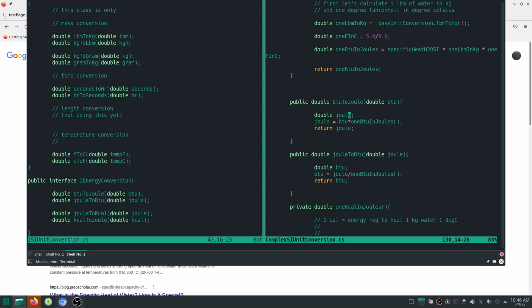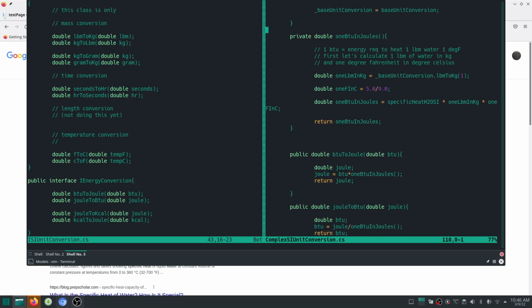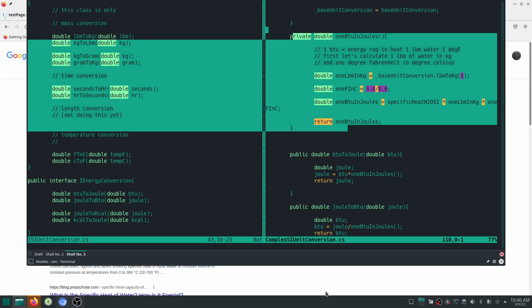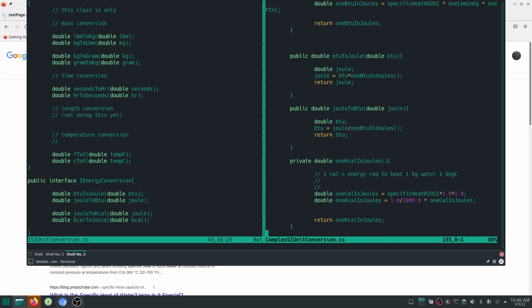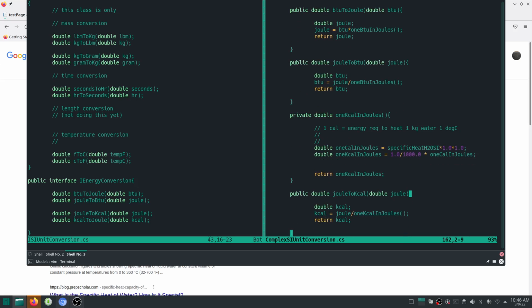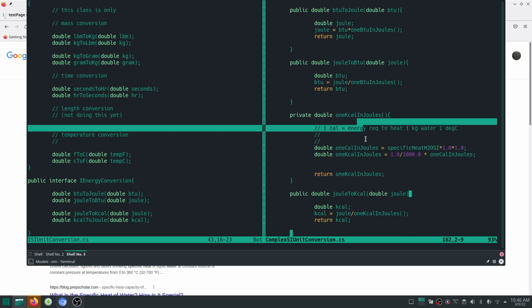So the conversion factor is manually calculated every time. This function here will be called by this function whenever you do unit conversion. That's why I call it the complicated way, but it will give you a slightly more accurate answer, I think. It depends on how many decimal places I give it. And likewise, 1 kilocalorie in joules.